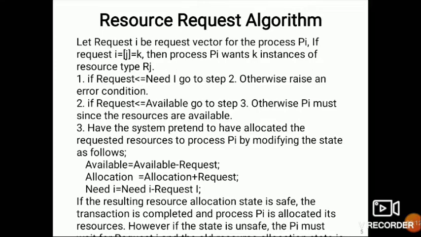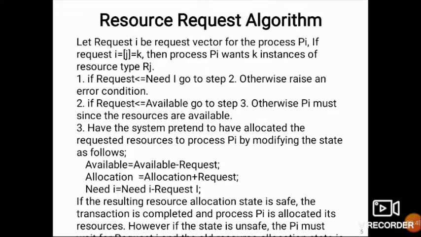Now we'll see the resource request algorithm, and how it is used. Let request i be the request vector for process Pi. If request i of j equals k, then process Pi wants k instances of resource type Rj. Step 1: if request is less than or equal to need, go to step 2, otherwise raise an error condition. Step 2: if request is less than or equal to available, go to step 3, otherwise process Pi must wait, since the resources are not available.